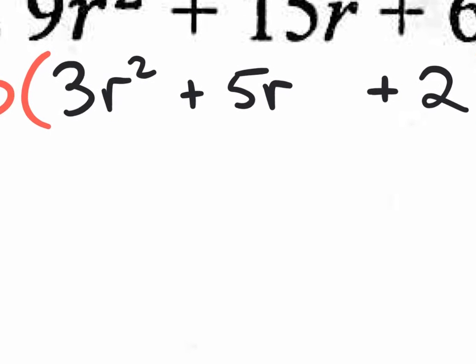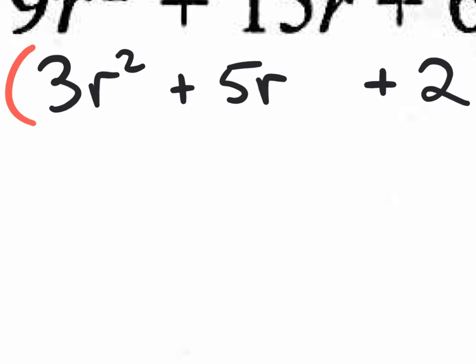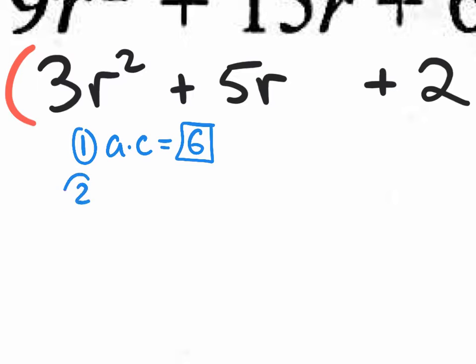So on the inside, I'm going to ignore the outside right now and just focus in on the inside, and I'm going to go through the steps. Step 1 is to multiply A times C, which we just said was 6. Step 2 is think of the multiples of 6. 2 times 3, 1 times 6. Those are the only possible ways. Now, which pair of numbers combines together to give us the B value, which is 5? 2 and 3. Okay, and we don't have to change any signs. 2 plus 3 is 5.